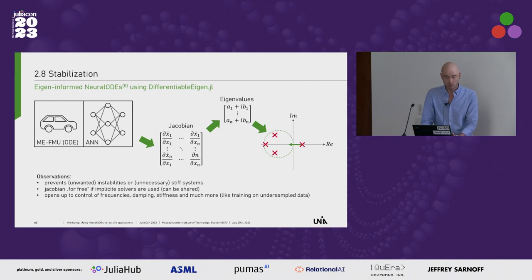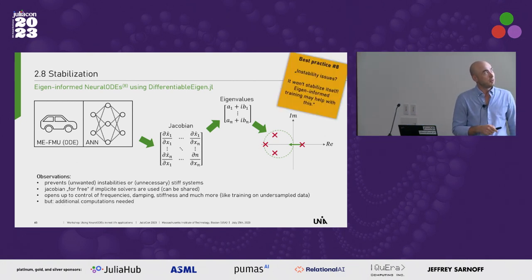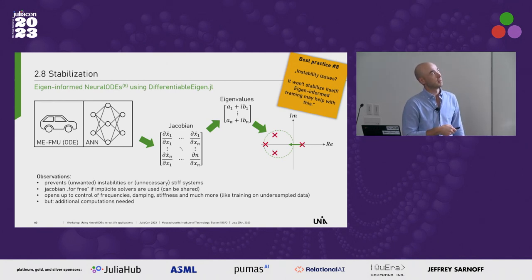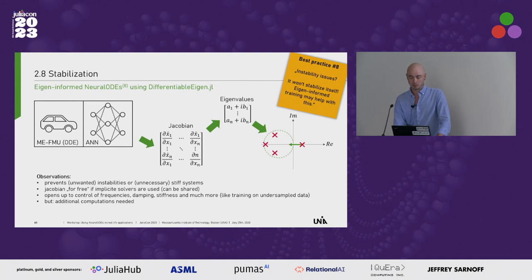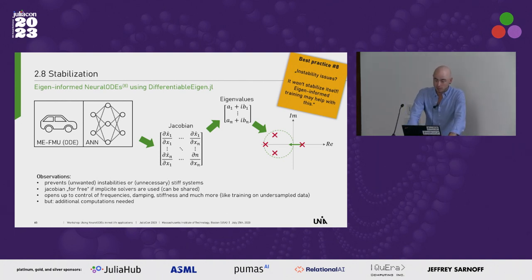So the corresponding best practices: if you have instability issues, this thing won't stabilize itself. So eigeninformed training may be an alternative if you are dealing with instability issues. Eigeninformed training is possible in Julia, but currently it's a little bit slow for discontinuous systems because we are still restricted to forward diff and finite diff, because we are basically doing automatic differentiation over automatic differentiation for this. And this will become even more interesting in the near future because I heard that there will be a talk about Taylor mode differentiation at the JuliaCon. So a method to determine higher order derivatives in a fast manner. And this might be very interesting here too.